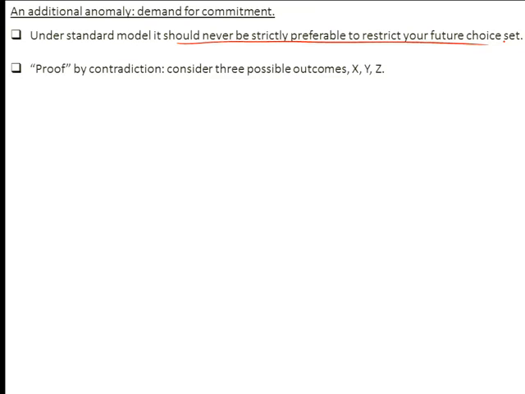So here's a proof. I put it in quotes. It's not a rigorous proof, but it's just to get the point across so you'll see what I'm talking about. And again, it's proof by contradiction, because that's the easiest way to do things. So consider three possible outcomes, X, Y, and Z. It could be absolutely anything. This could be red card, blue card, green card. Doesn't matter. Actually, let's have it be straightforward.